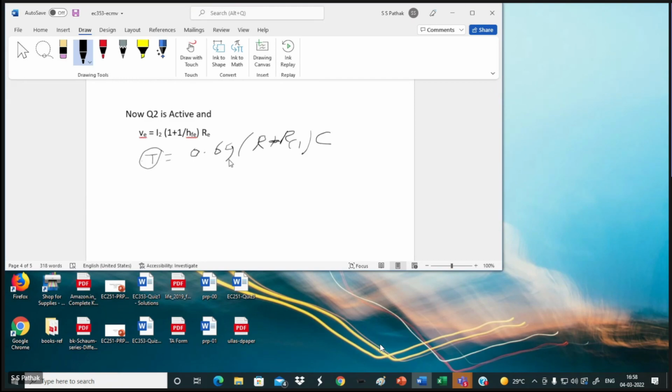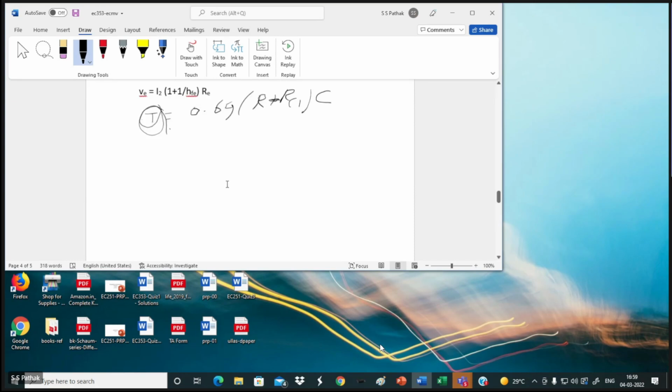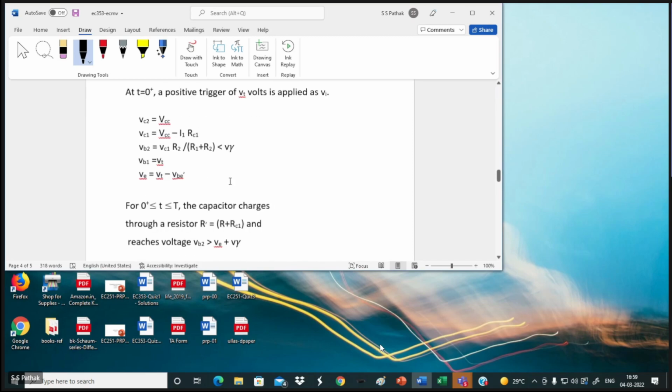So there is a monostable action. Again a trigger is applied, same process is repeated. So when a trigger is applied, after a width T, the output will come to the zero state, low state, when the Q2 becomes active. Coming to the, I think diagram I have drawn there, yeah.